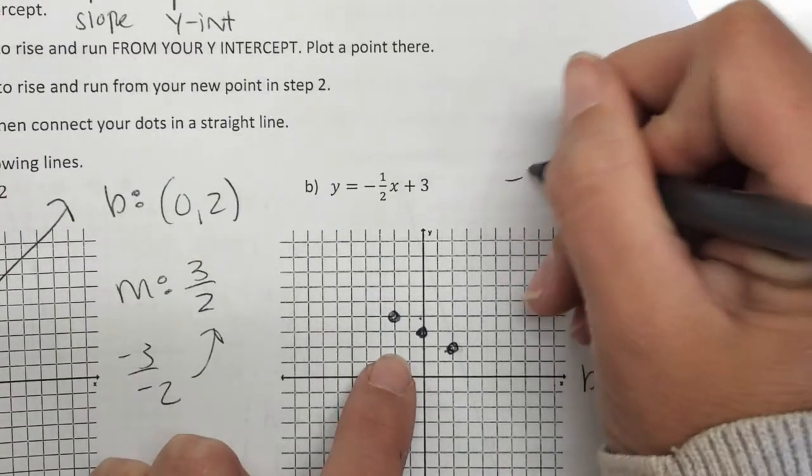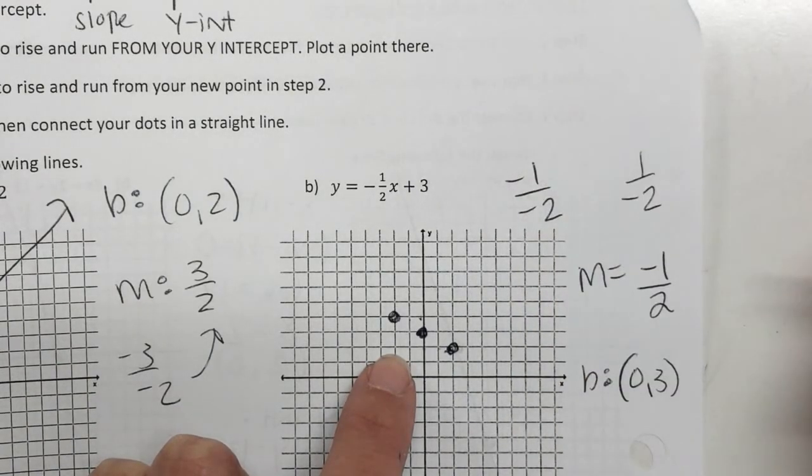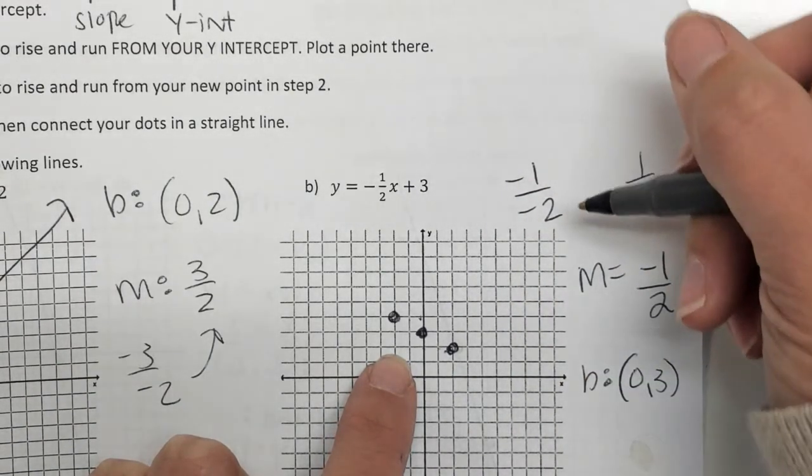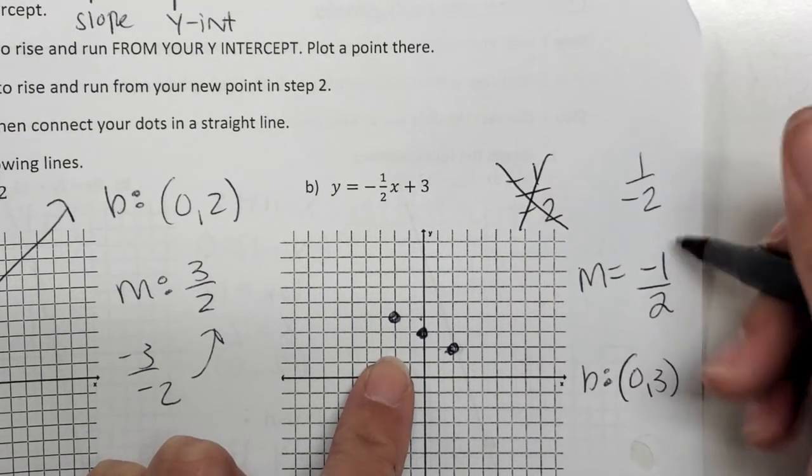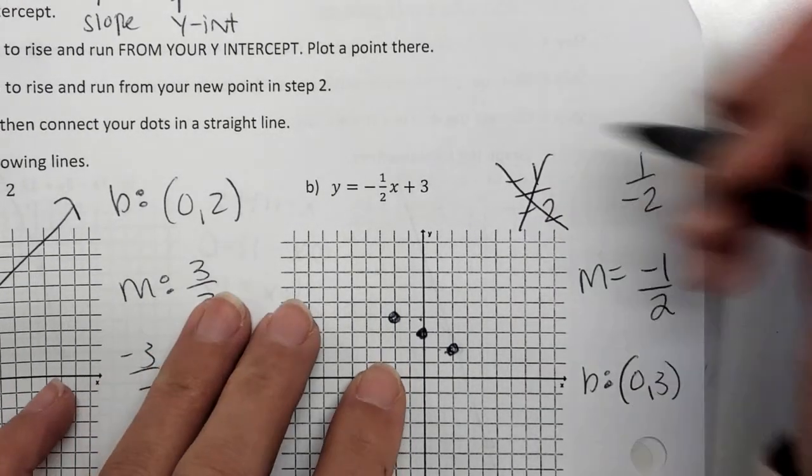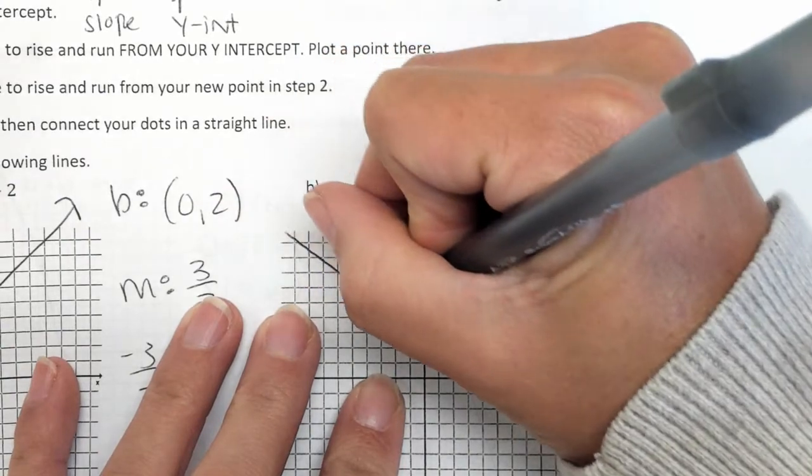But what if I were to go negative 1, negative 2? Would that be okay? No, because 2 negatives make a what? Positive, and we know our slope is negative. Does that make sense? So I can go with either one as long as it's not both of them.